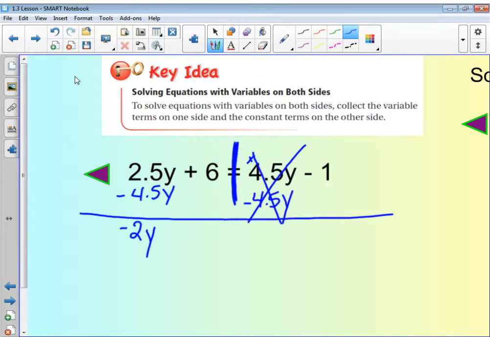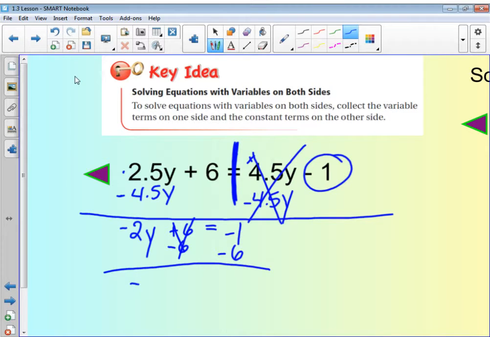Now, if you need to use a calculator, use it. You punch it in exactly as you see it. 2.5 minus 4.5, it's still going to give you -2. So now I have plus 6 equals, and then I still have this -1. Okay, so now I'm going to go through and get my constants or my just numbers. So right now I'm at plus 6, it's minus 6 is the opposite. Minus 6. So -2y equals -1 minus 6 gives me -7.